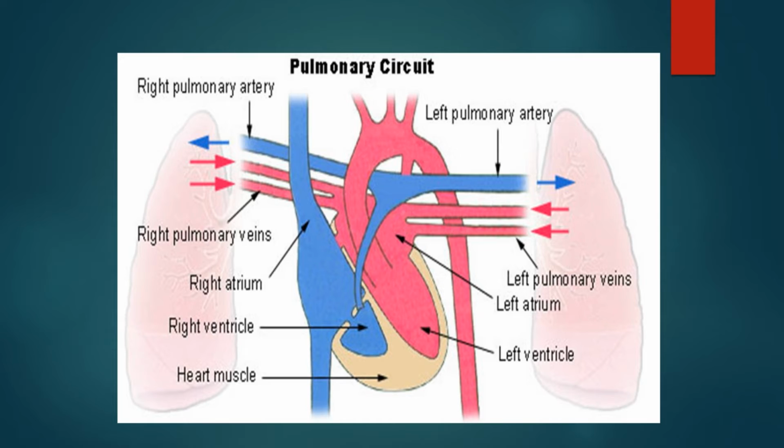This left side pumps the highly oxygenated blood to the tissues of the body and collects deoxygenated blood from the tissues of the body and pumps it back into the right side of the heart. And then this right side of the heart carries the blood to the lungs, and the carbon dioxide present in this blood is expelled out.